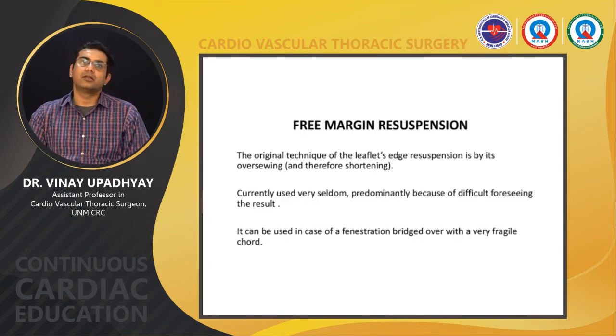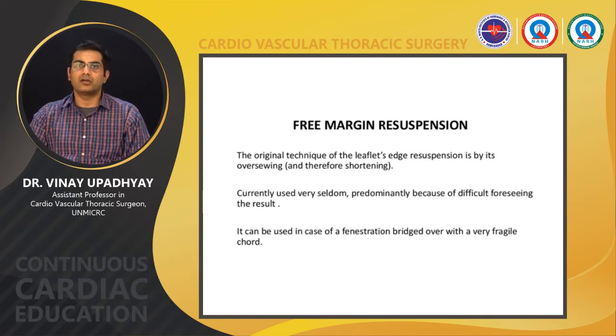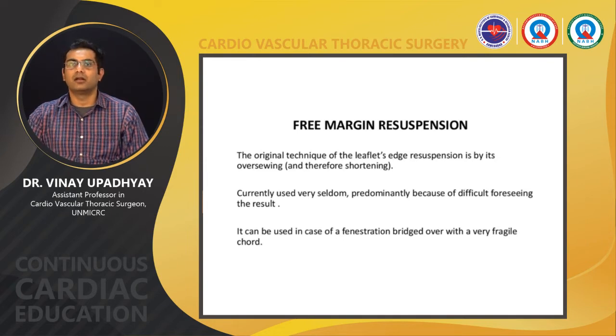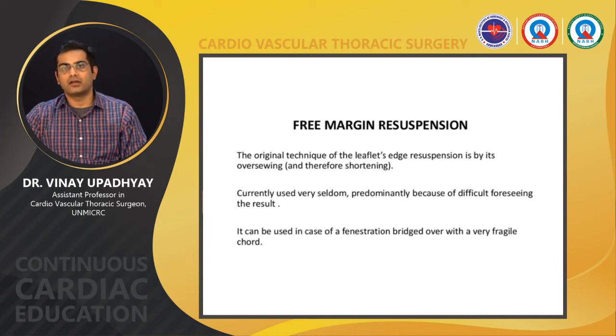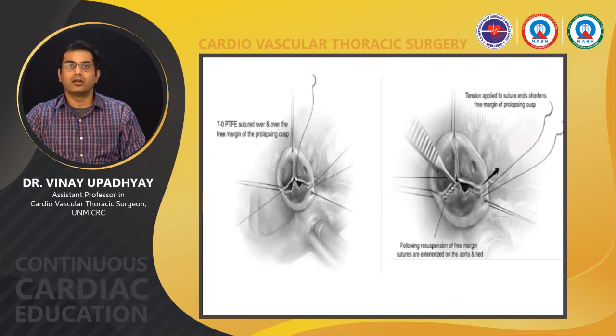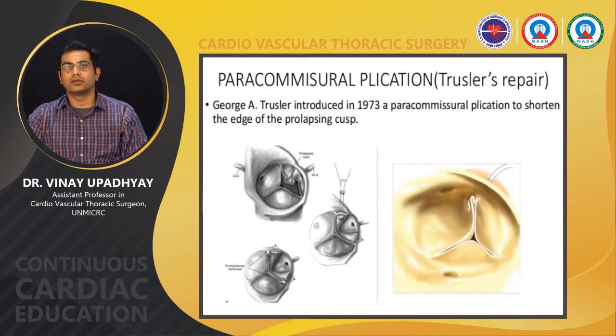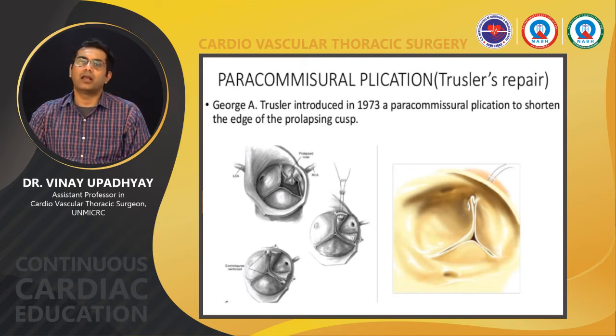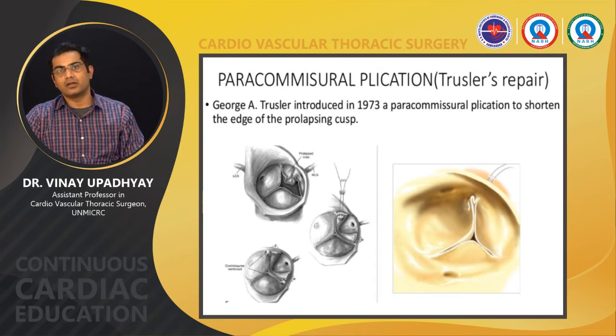Other technique is free margin resuspension. Leaflet edge resuspension was done by oversewing, shortening the leaflet. Currently, it is rarely used. It can be used in a case of fenestration bridged over a very fragile cord. This figure shows the technique. The other technique is paracommissure plication or Trussler's repair. In this technique, we plicate one of the leaflets near the commissure using a placed suture.